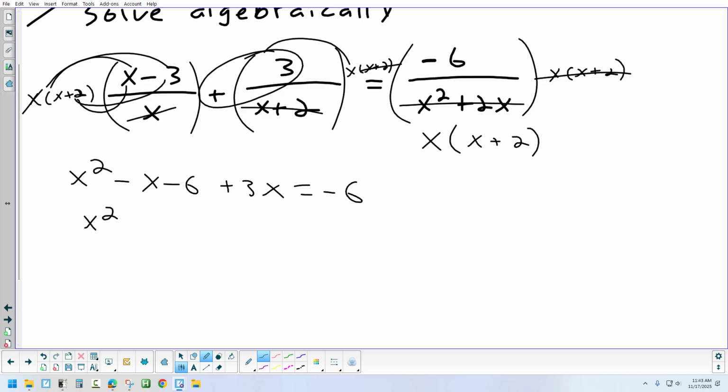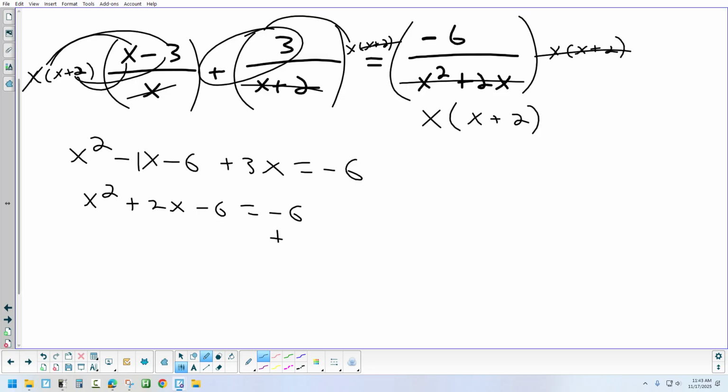So we have x squared. Negative 1x plus 3x is 2x. And again, it's a quadratic. So how would we move the negative 6 on the right over to the left? Plus 6, we would add it. But what happens when you add it? It's going to cancel here and here. So you're not left with a constant anymore, which just made it a lot easier to solve.